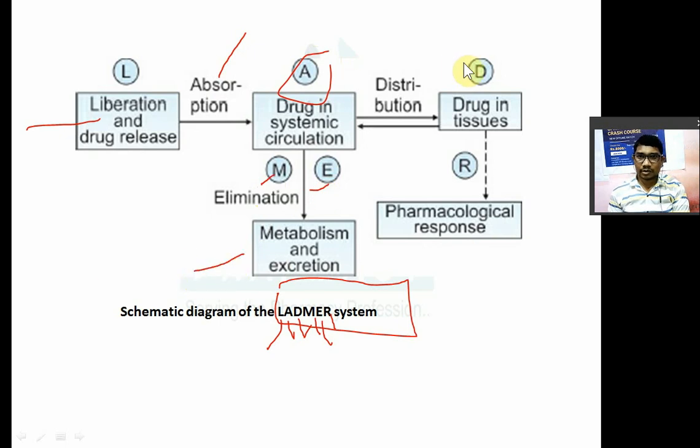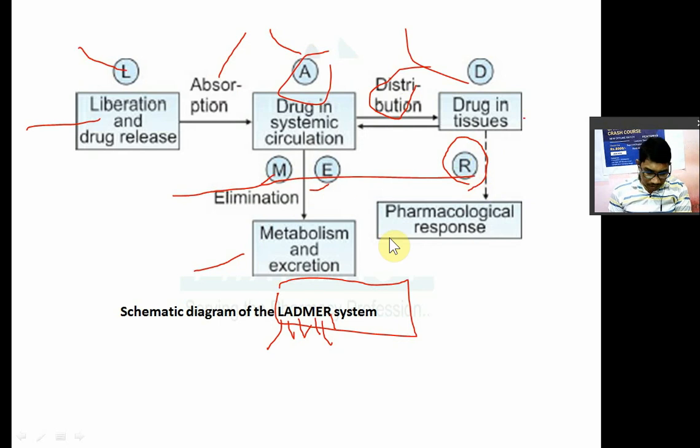तो absorption के बाद में डिस्ट्रीब्यूशन भी होता है, डिस्ट्रीब्यूशन ऑफ ड्रग इन द बॉडी fluids, so drug in the tissue or in the plasma, and then response. तो सीक्वेंस कैसे होता है, लिबरेशन ऑफ ड्रग, then absorption of drug, then distribution of drug, then metabolism, elimination and response. So this happens with drug.